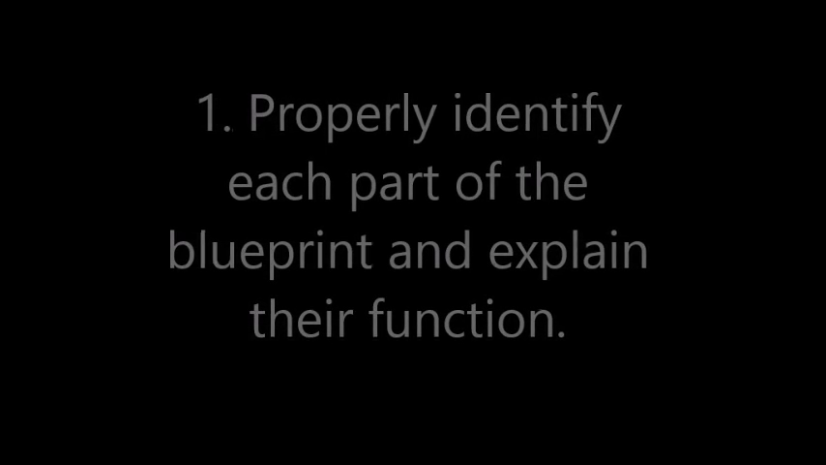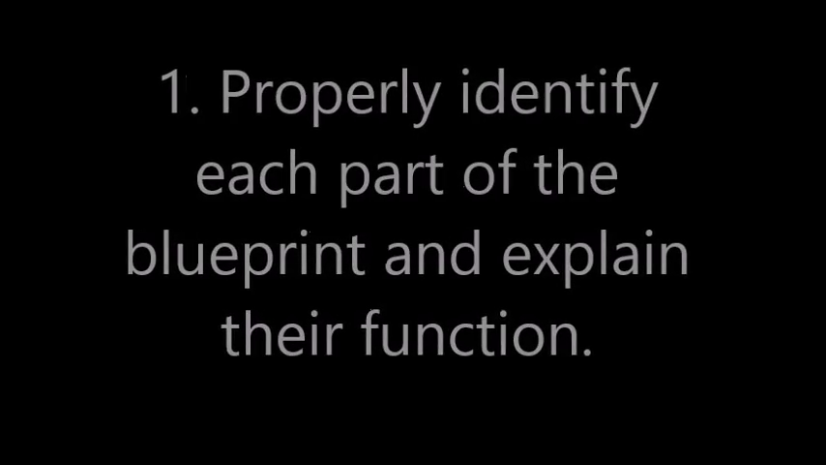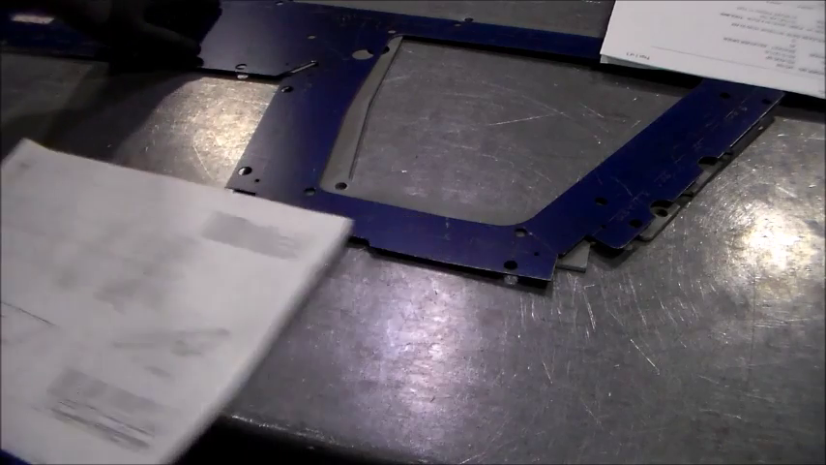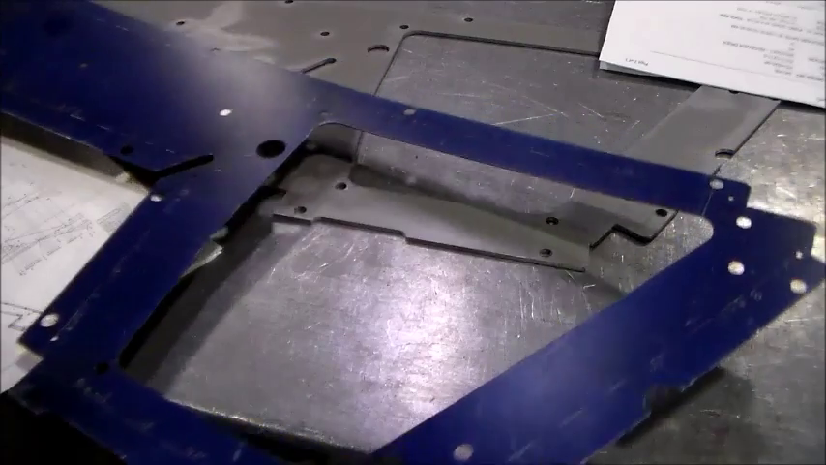Number 1. Properly identify each part of the blueprint and explain their function. At Red Dot, we produce many custom products, so we rely on work instructions such as blueprints to get information on how to build the part needed.